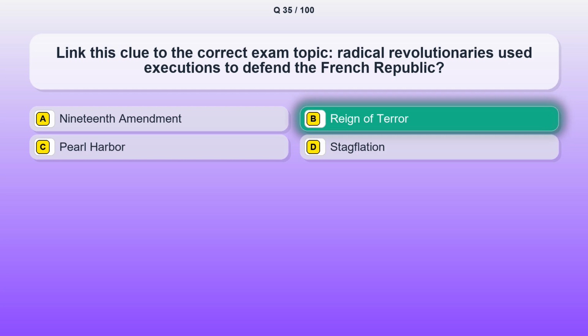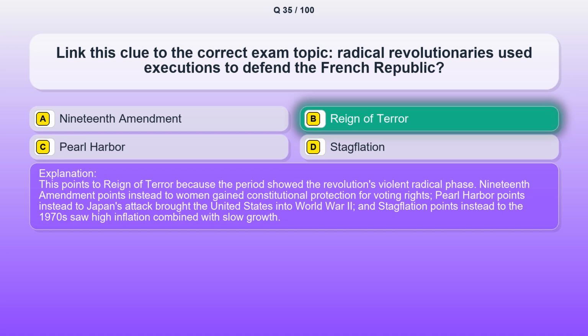The correct answer is option B, Reign of Terror. This points to Reign of Terror because the period showed the revolution's violent radical phase. 19th Amendment points instead to women gained constitutional protection for voting rights. Pearl Harbor points instead to Japan's attack brought the United States into World War II, and stagflation points instead to the 1970s saw high inflation combined with slow growth.